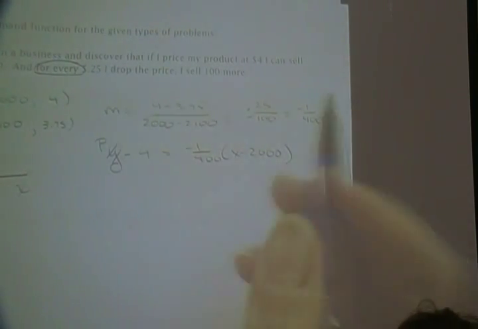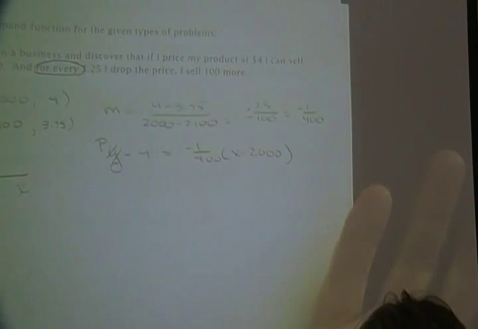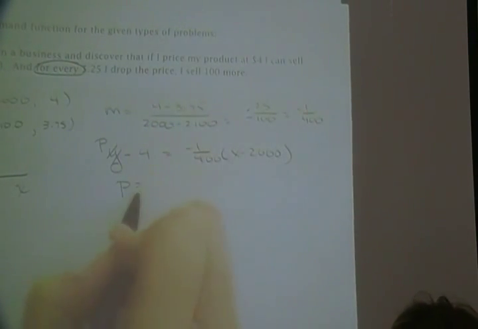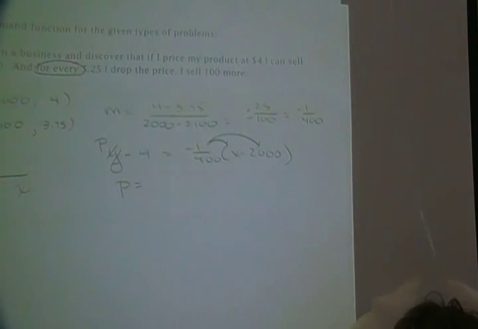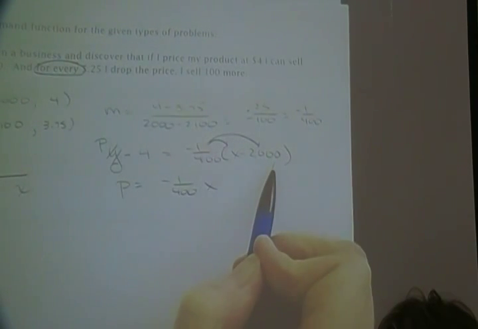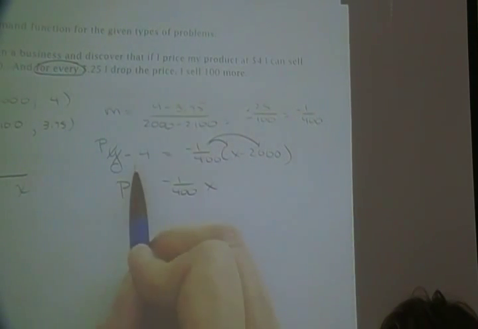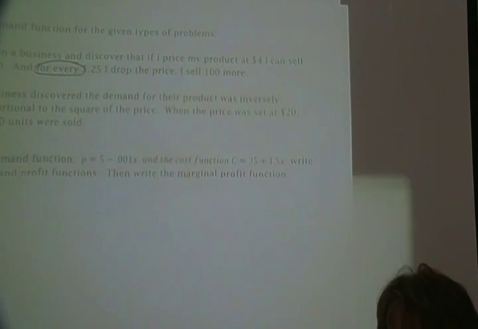So if I need to come up with a revenue function from here, I want to solve this for p, which means I distribute through, and I'd have negative 1 over 400x, and then I distribute here and get 5, and I'd add the 4 to it, and it would be 9. So there's my demand function, a linear demand function. I did that quickly because we've done that many times and it was on your quiz.